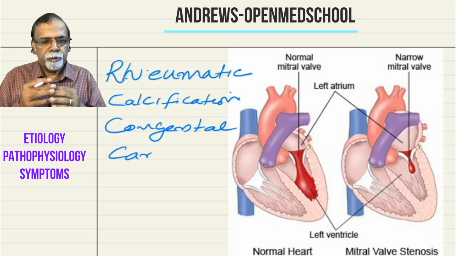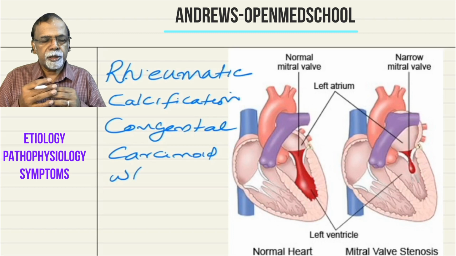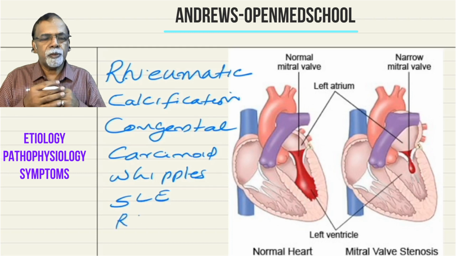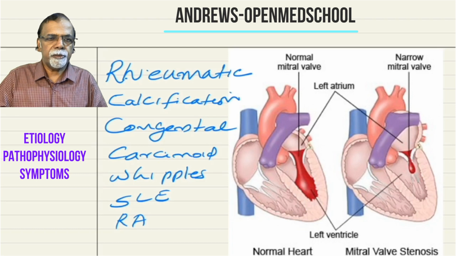Then it can occur in malignant carcinoid syndrome, drugs like methysergide, Whipple's disease, infective endocarditis, systemic lupus erythematosus. These are all rare causes. So if somebody asks you what is the cause, almost always it is rheumatic.